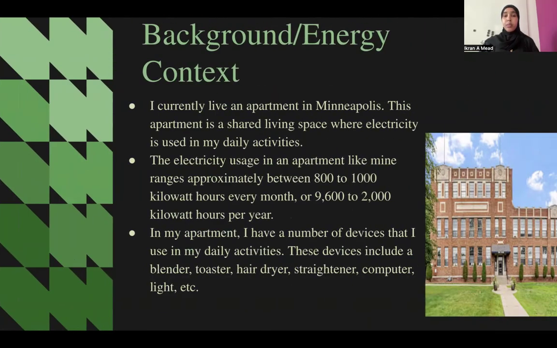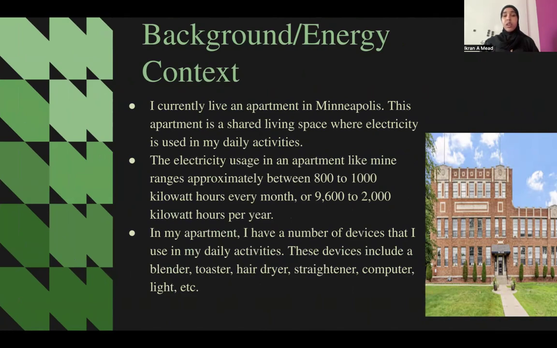I currently live in an apartment in Minneapolis. This apartment is a shared living space. Electricity is used in my daily activities. The electricity usage in an apartment like mine ranges approximately between 800 to 1,000 kilowatt hours every month, or 9,600 to 12,000 kilowatt hours per year.